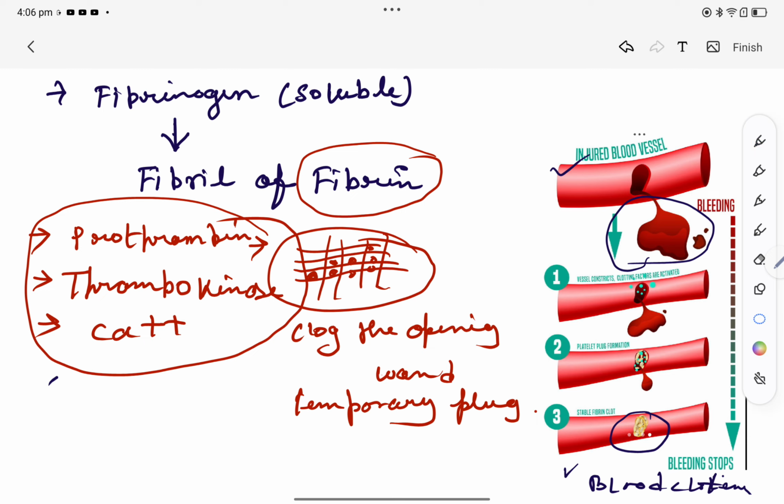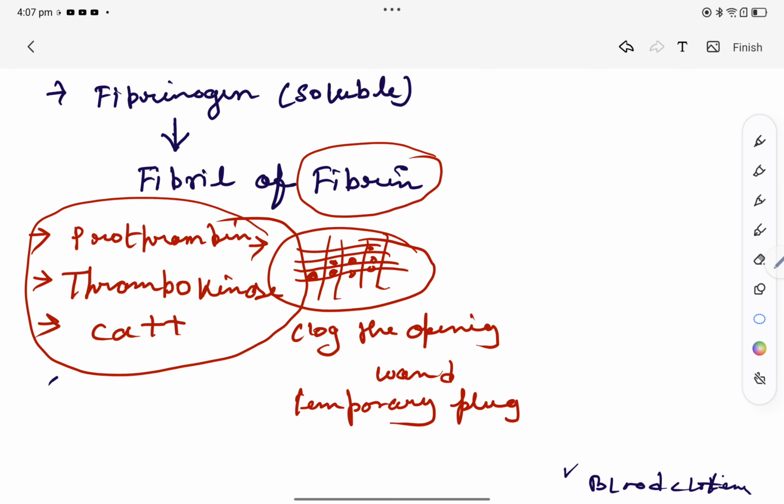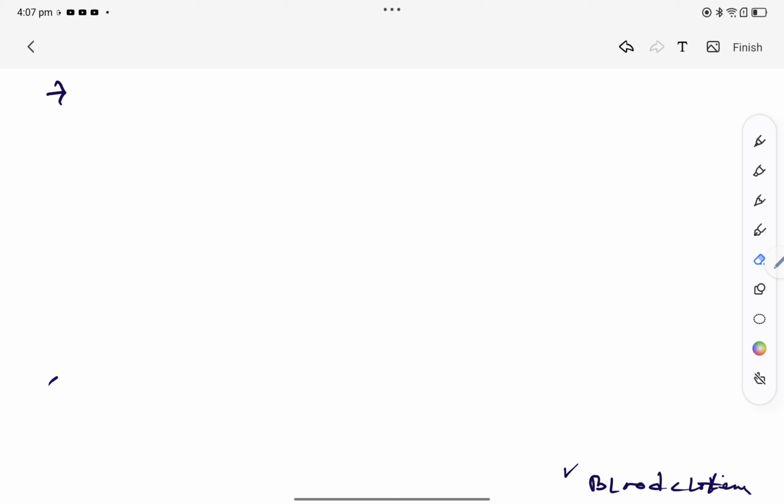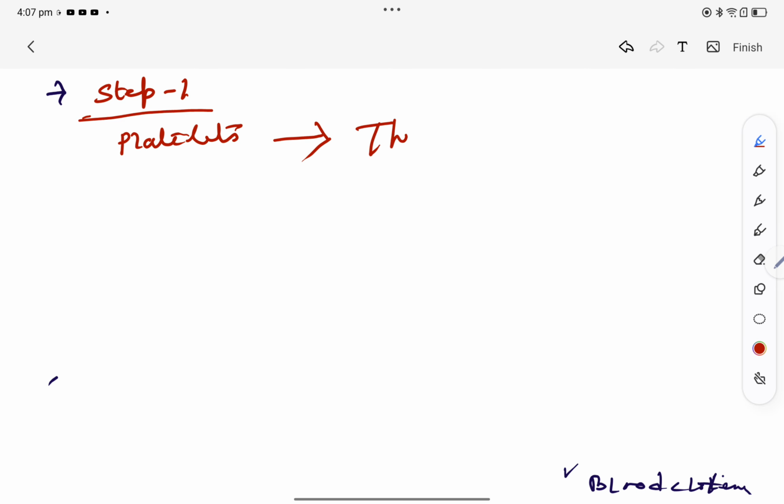Okay. So let me clear this board first. Now step by step we are going to learn. So what is our step number 1? Our step number 1 is whenever there is a cut in our blood vessel, platelets release thrombokinase. Whenever there is a cut or wound in our blood vessel, platelets release thrombokinase.